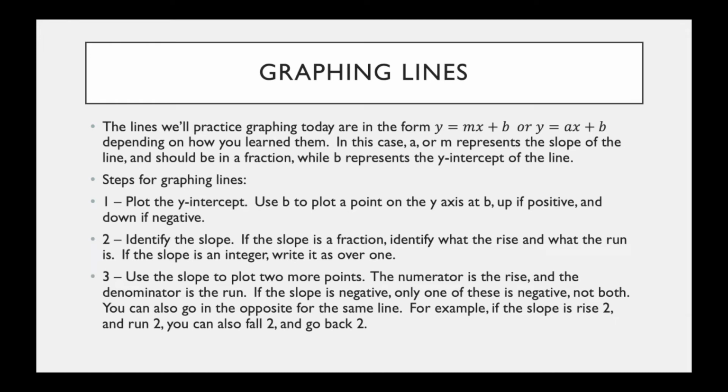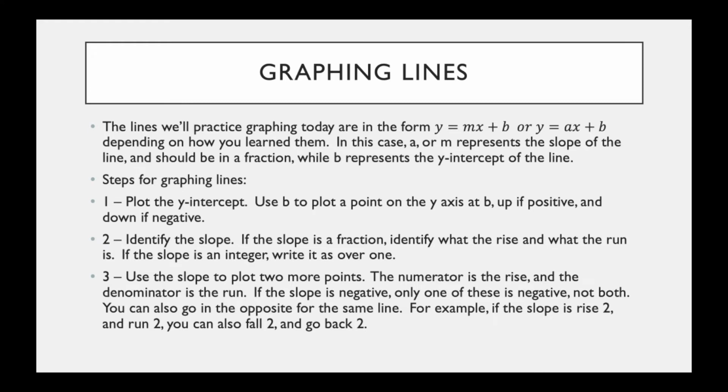Now you're going to use the slope to plot 2 more points. Like I said, numerator is the rise, denominator, the bottom, is the run. So if the slope is negative, only one of those is negative, not both. And you can also go in the opposite for the same line. For example, if the slope is 2 over 2, you can go rise 2 and run 2. But you can also do the opposite of both, meaning you can fall 2 and go back 2.